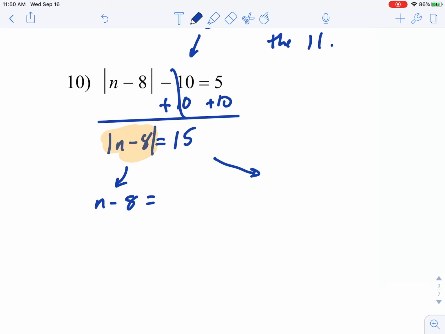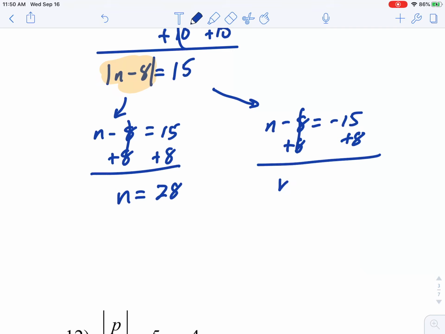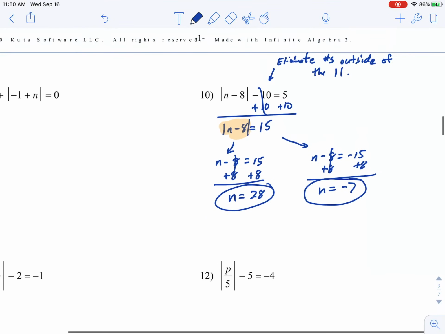N minus 8 equals 15. And then n minus 8 equals negative 15. One positive, one negative. From here, solve it. So that means I'm going to need to isolate n by adding 8 to both sides. 15 plus 8 is 23. Same thing over here. Isolate n by adding 8 to both sides. That cancels out. Negative 15 plus 8 is negative 7. So positive 28 and negative 7 should be my answers for number 10.